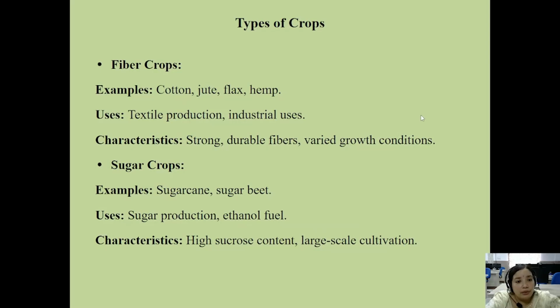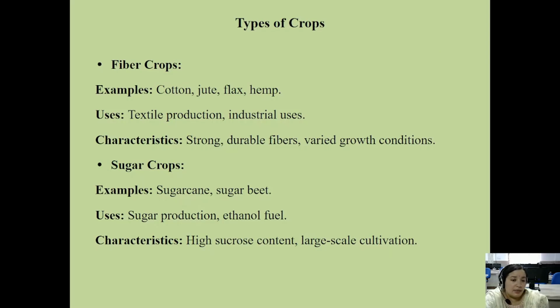Then come to fiber crops. Fiber crops examples are cotton, jute, flax, hemp. Uses are textile production and industrial uses. So these are the uses of fiber crops. Cotton, jute, flax, hemp are examples of fiber crops under the category of types of crops. We can use fiber crops in the production of textiles and for other industrial uses.